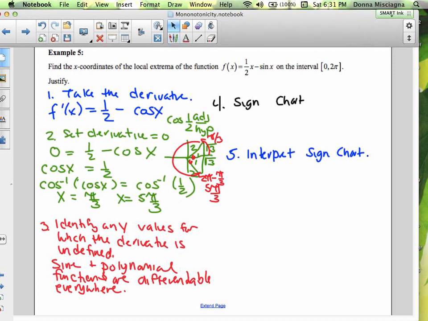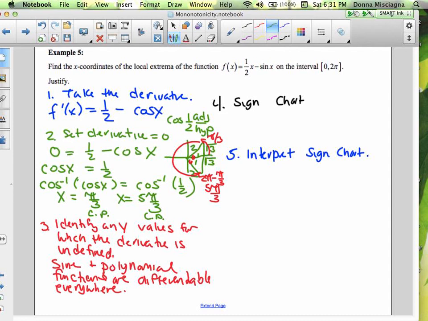I've already answered question number 3, but I'll read that to you. Identify any values for which the derivative is undefined. Sine and polynomial functions are differentiable everywhere, so there is nowhere where the derivative is undefined. So nothing to consider except for our 2 critical points. I'm going to write underneath here. This is a critical point, and this is a critical point.